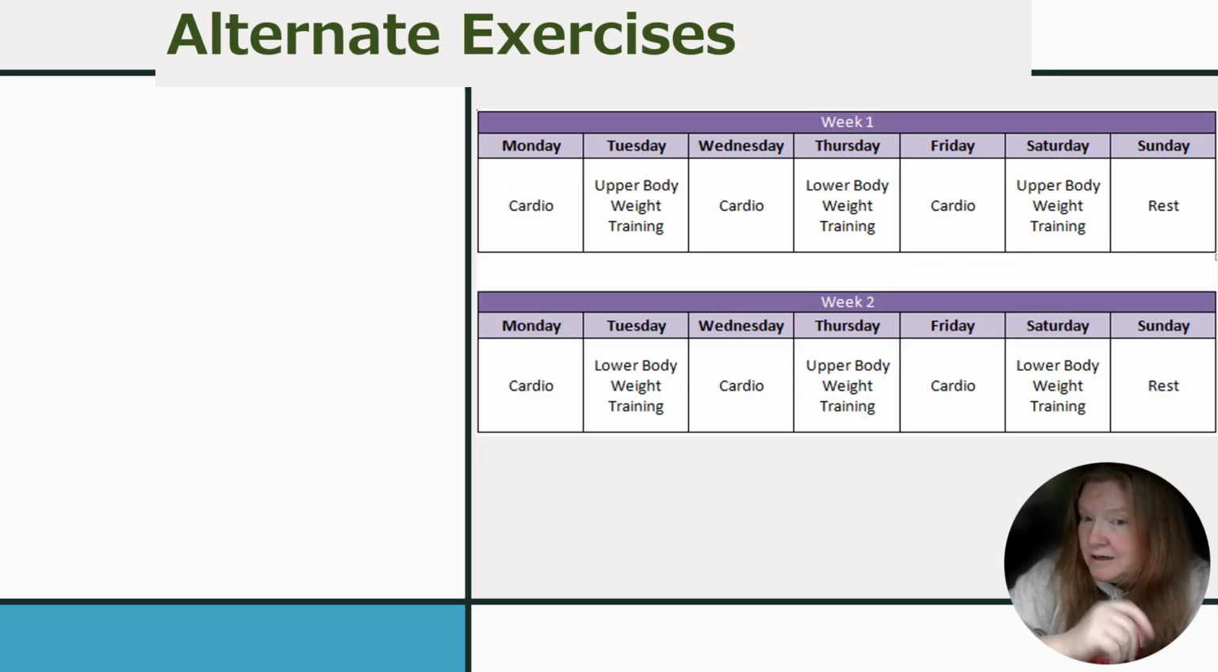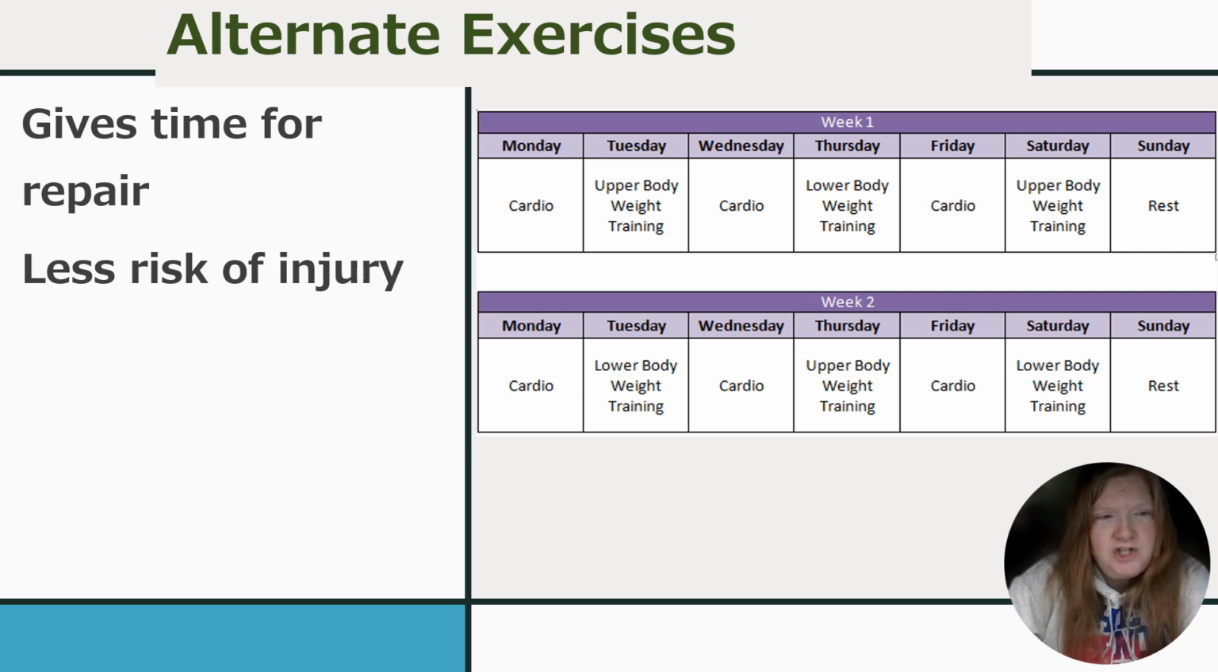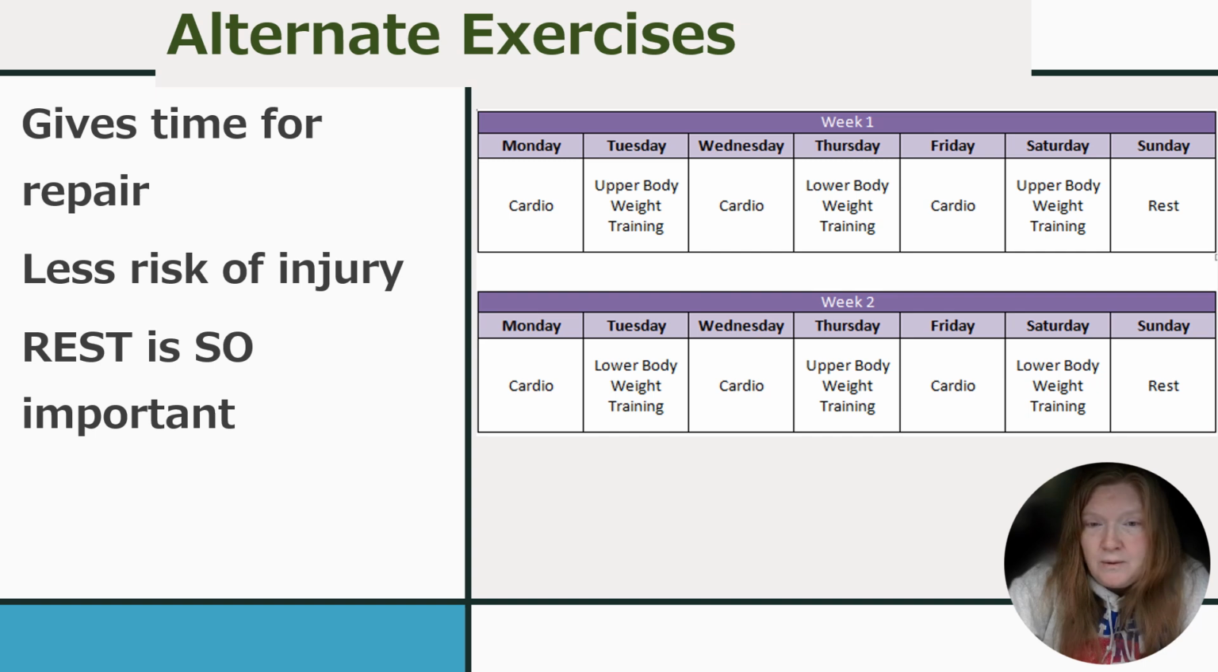But some things to consider as you're working out frequently. You should alternate your exercises. That gives time for repair in those muscle groups and gives less chance or risk of injury. Rest is literally so important. So you're going to work out your arms one day, your legs one day, then do cardio. Okay. Or do however you want to break it up. Give your body time for rest. Give those muscle groups time to repair.